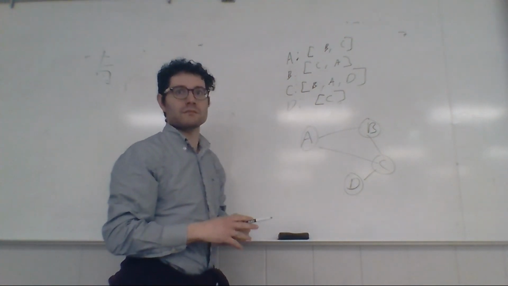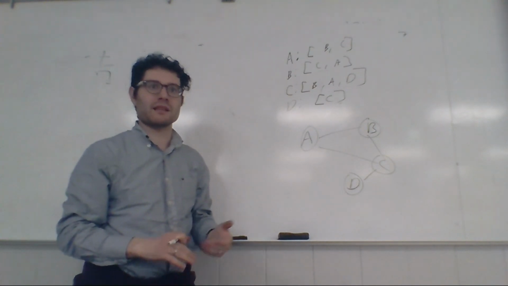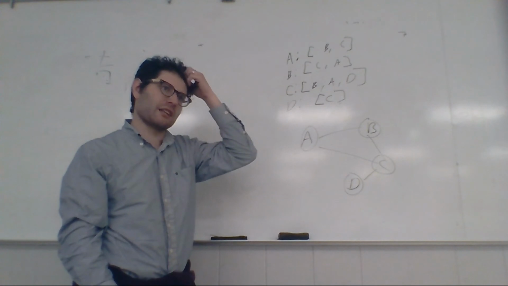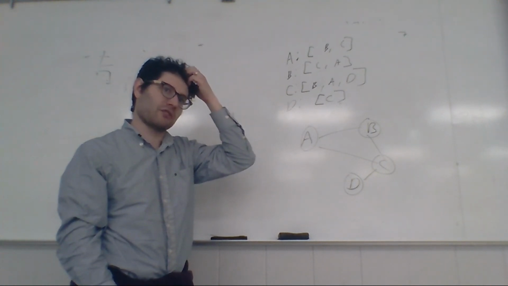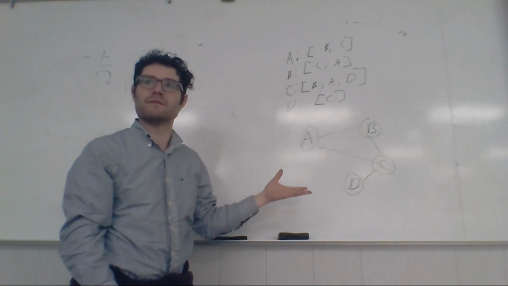This is good for a sparse graph, meaning that you're looking at a linear relationship between the number of nodes and edges. So if you've got a million nodes and a million edges, adjacency lists are pretty good.